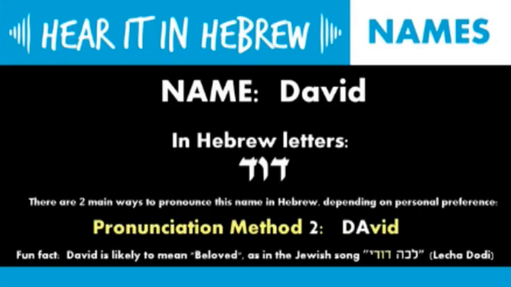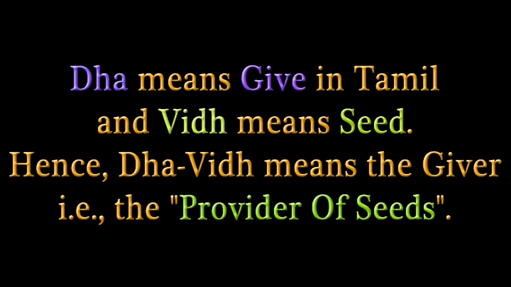In fact, the Jews pronounce it as David. Da means give in Tamil and Vid means seed. Hence, David means the giver, that is, the provider of seeds.